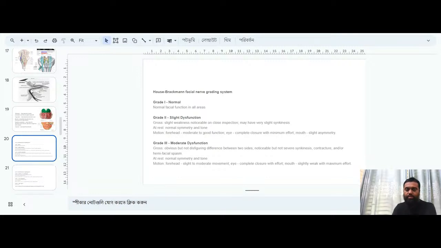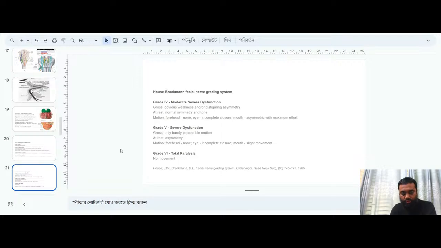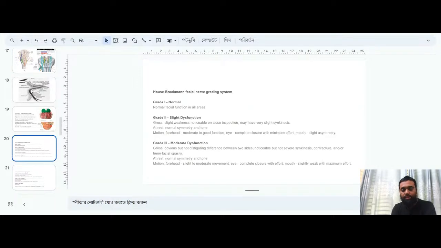You can read it. You can go through it. The grade 1 injury is the normal. When facial nerve function is normal, it is grade 1. When there is complete paralysis of the facial nerve of one side, that is grade 6. And other grades are in between.